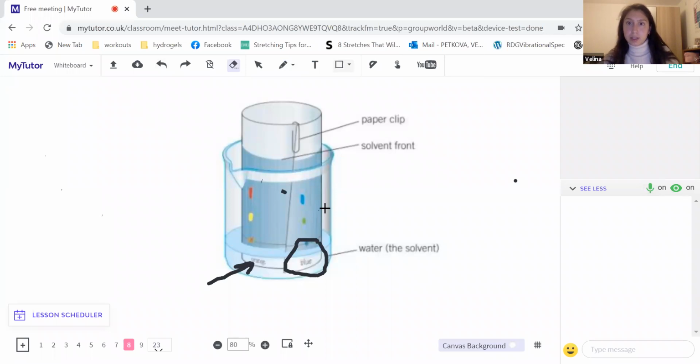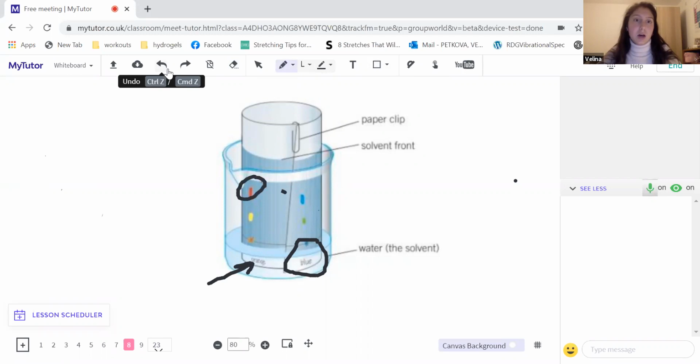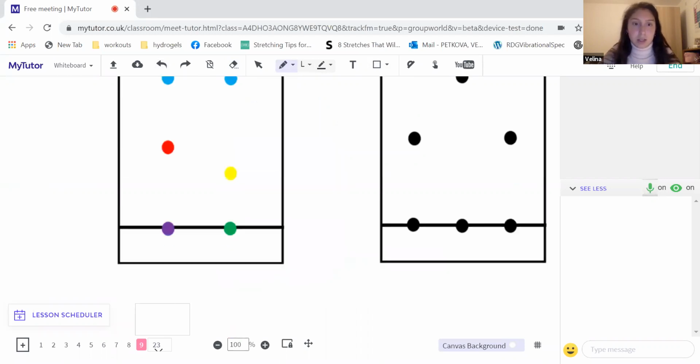Okay, so let's continue with this topic then. We're just going to get on to RF after this. So yeah, that's how it separates. So the key thing to remember is that the more soluble the substance, the higher it goes up the paper. Okay, so now let's look at this slide.